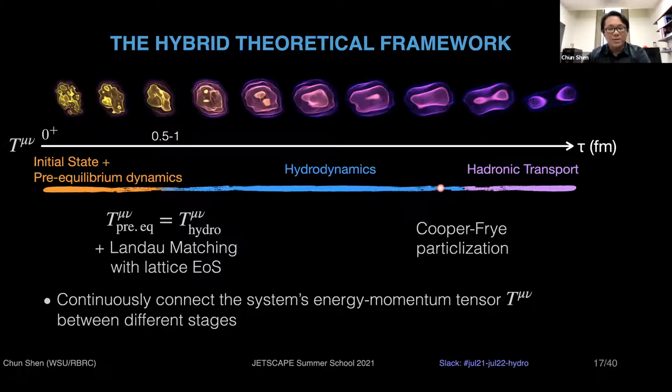Then, as the density and energy density become low in the system, it will smoothly transition to a hadronic phase. And then we can use a hadronic transport model to describe the individual scatterings of particles microscopically, which will capture the dynamics of the dilute hadronic phase more realistically.